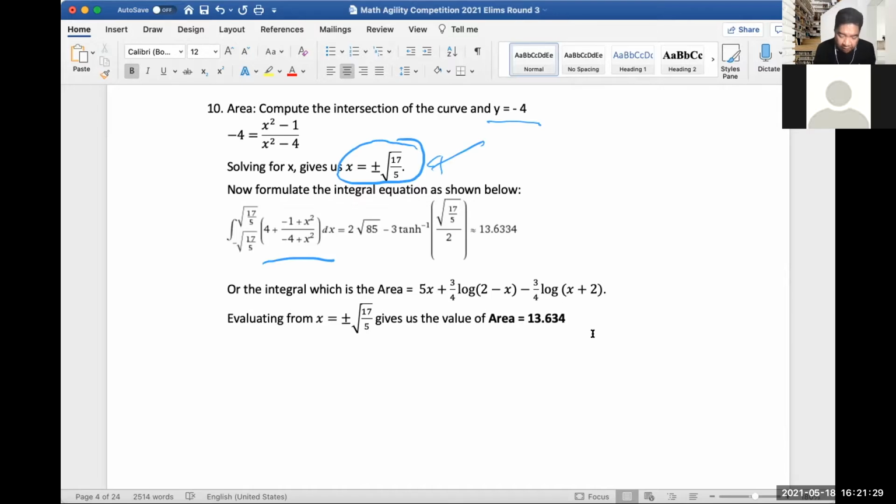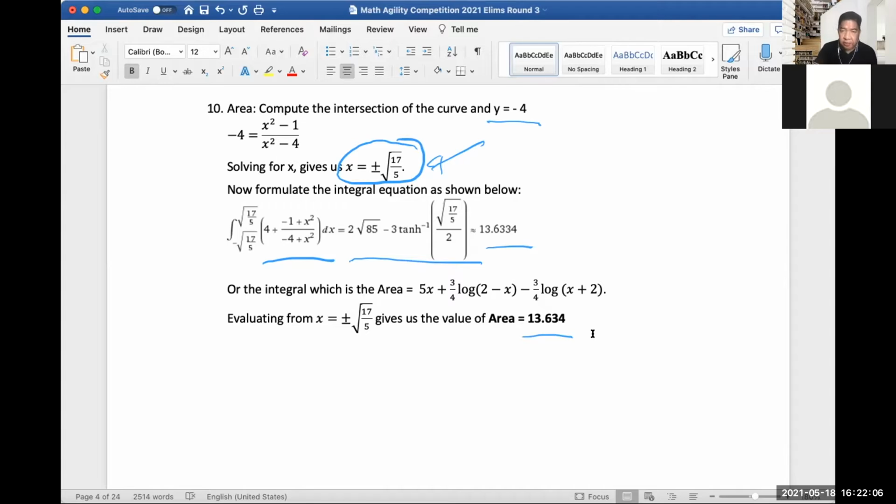So we will get 2 square root 85 minus 3 hyperbolic tangent inverse of square root of 17 over 5 over 2, which will give us 13.6334. So you can also use the integral, which is the area, 5x plus 3/4 log 2 minus x minus 3/4 log x plus 2. And then evaluating it at plus or minus square root of 17 over 5, you will also get 13.634.